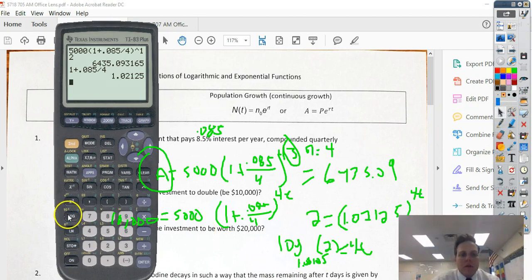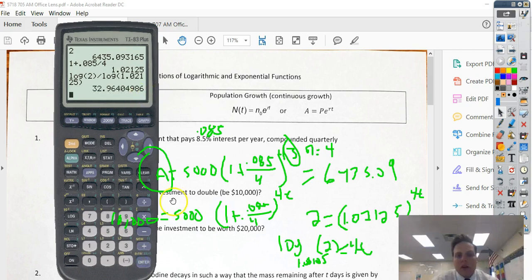For me to type in my calculator, I have to do log of 2 divided by log of, but you guys don't have to do it this way. You can simply click math, scroll up until you get to log base, press enter, and type it in, and then I need to divide that by 4. So I get that it's going to take approximately 8 years.